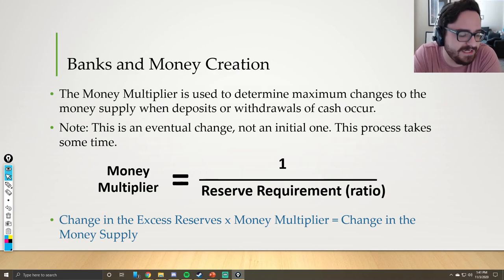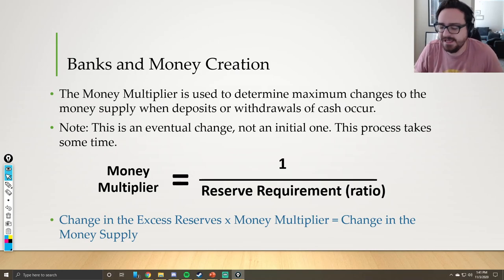So the money multiplier tells us how much the money supply can be changed by banks doing this fractional reserve banking thing, this split and add and split and add and split and add. It's important to mention this takes some time. This is not an initial change in the money supply. This is an eventual change in the money supply, which will come up in questions.